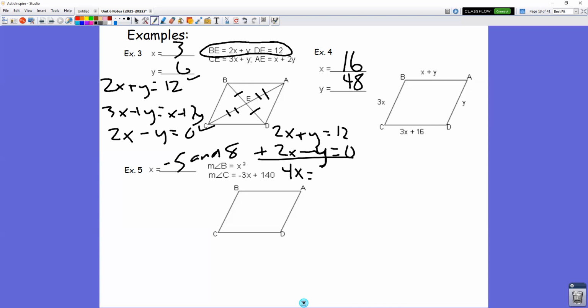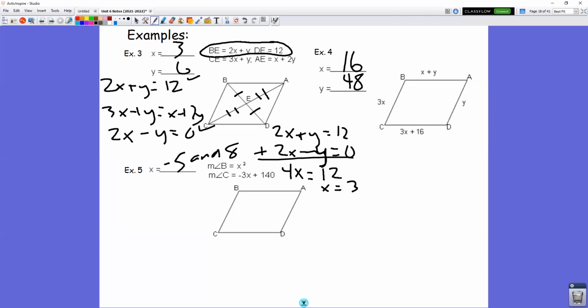We don't have to do anything special here. 2x plus 2x is 4x. The y and the negative y add up to 0. And then the 12 plus 0 is 12. And so if you divide both sides by 4, you're going to get x is 3. Okay, so that's where the first half of the solution comes from.